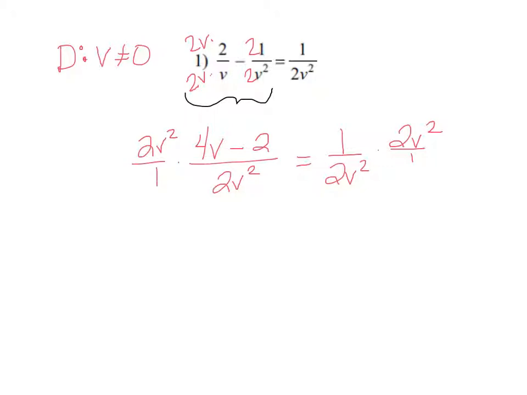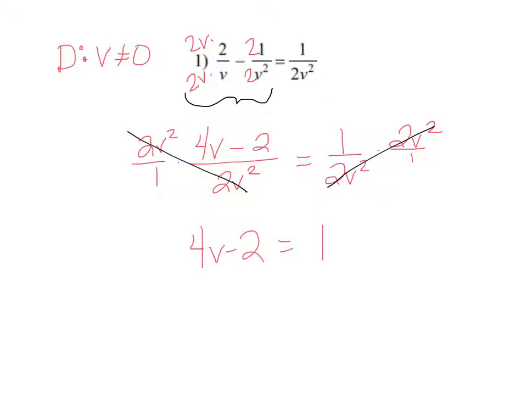And I'm just now being able to do that because I am just now starting to work with equations. Equations, you can do that because you're doing it to both sides. Alright, so when I multiply both sides by 2v squared, what happens is these 2v squareds can cancel, these 2v squareds can cancel, and then all I have left is 4v minus 2 equals 1. And I don't have any fractions left anymore. That's kind of my goal.